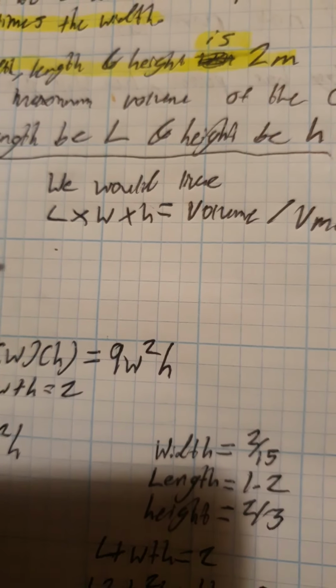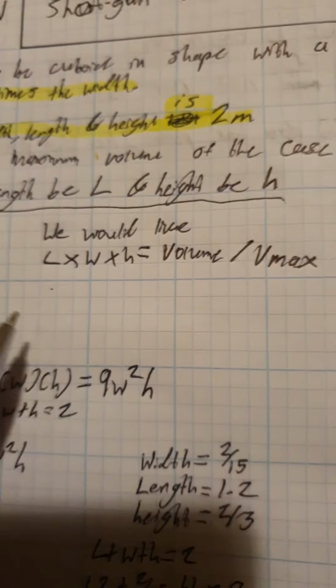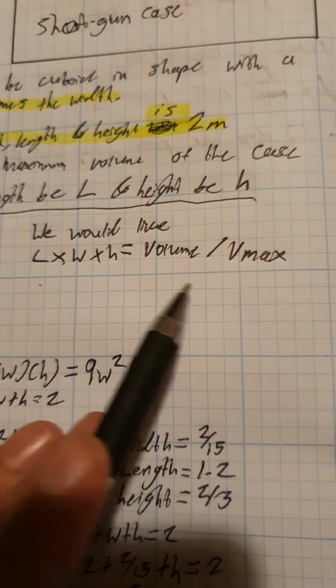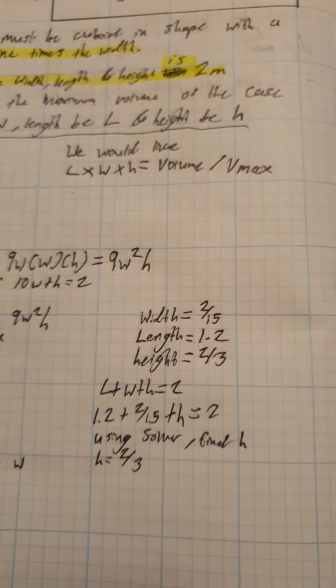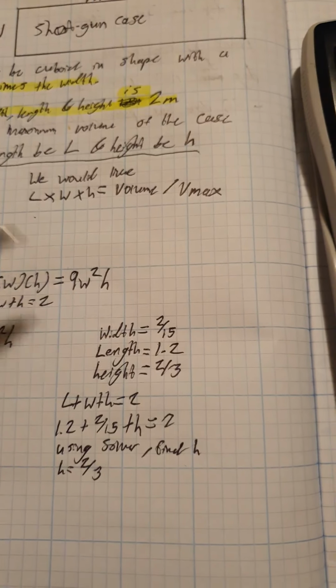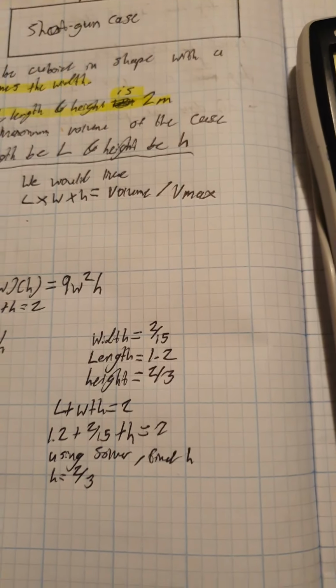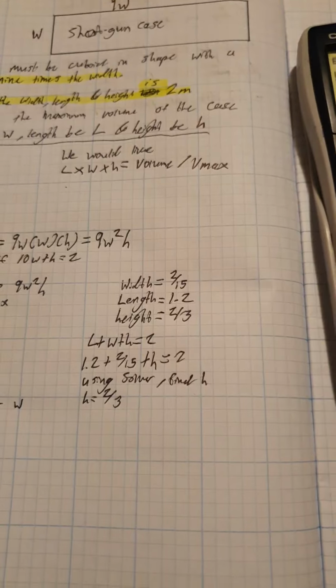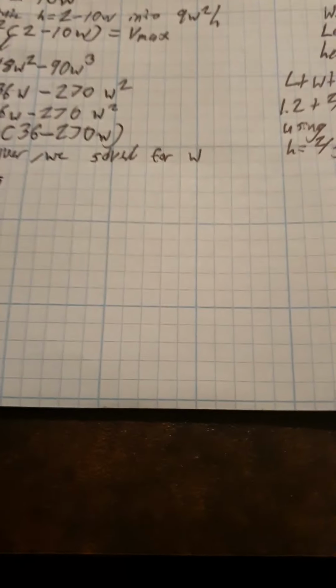We would like to have length times width times height, we want to do that now. But this is good because we've got all these values. Now all we have to do is substitute our values of the length into there, the width into there, and the height into there. And that'll give us our maximum volume. So here we go.